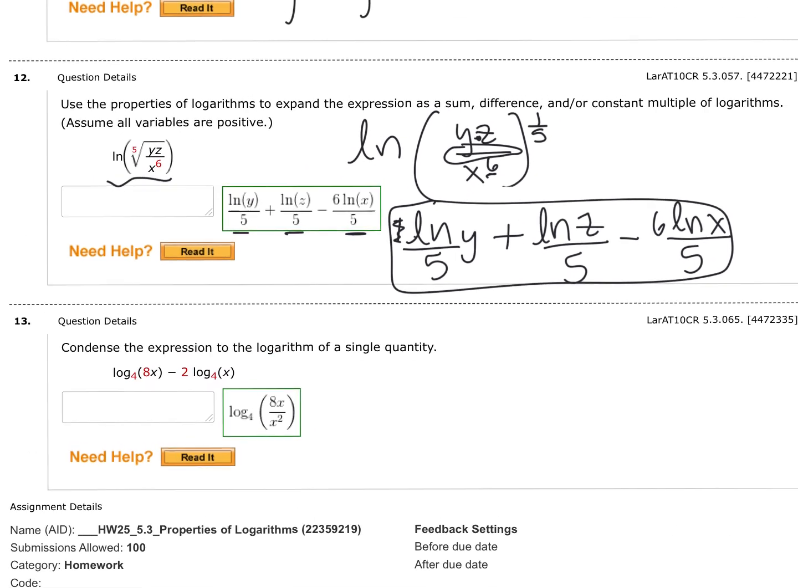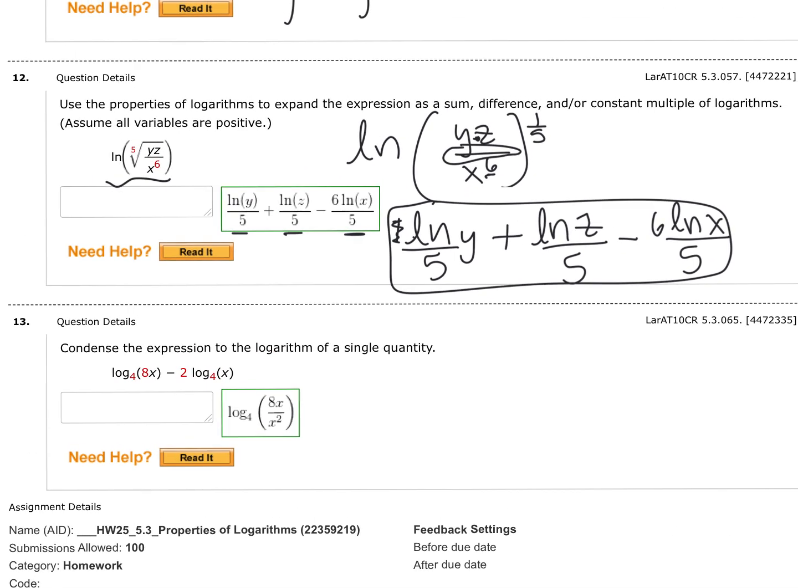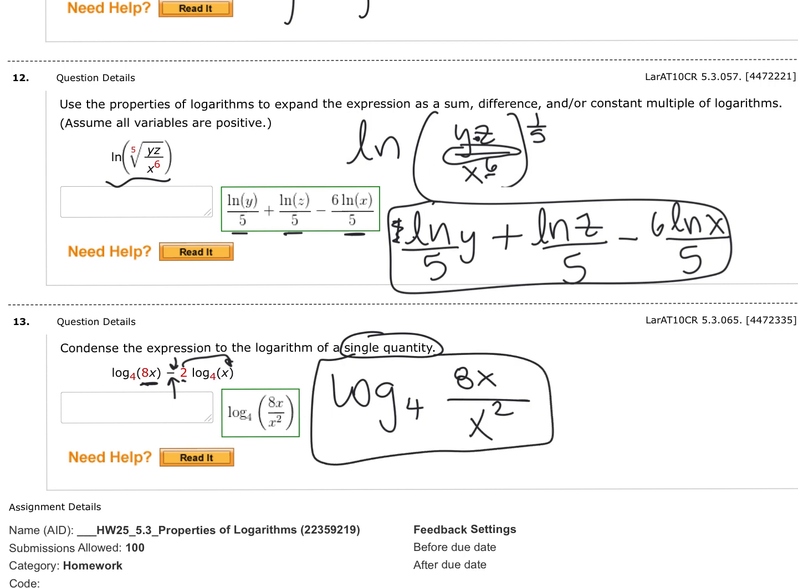All right. Let's try number 13. I think it's the last one. So now we're going to write this as a single log. So I'm going to write the word log. So it wants a single log. And then this time I have 8x, which I know is going to be in the top. This minus means division. So I draw my fraction. And then this 2 is going to go back on the exponent of the x. And so it's going to look like this. And you can see they actually don't want you to simplify. I can tell by my answer.